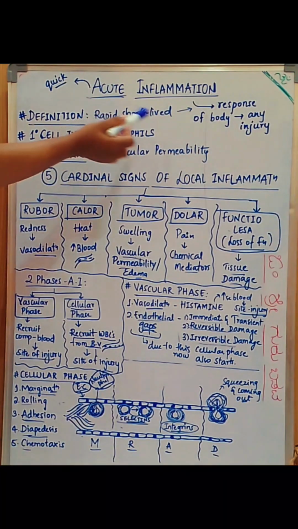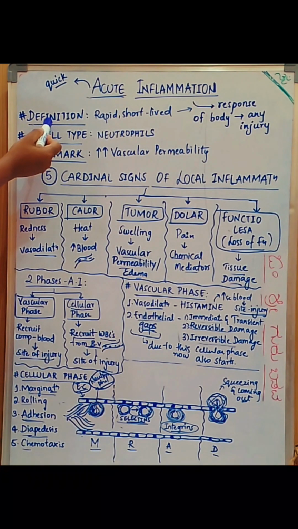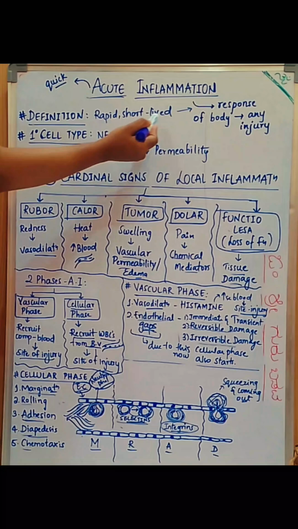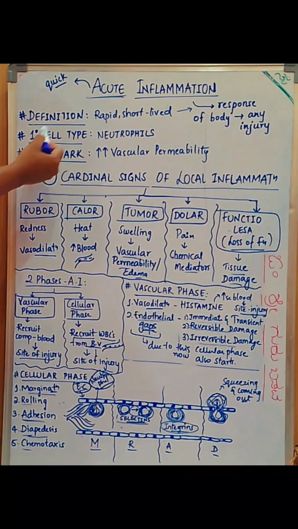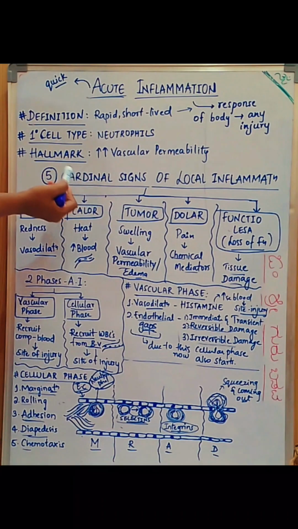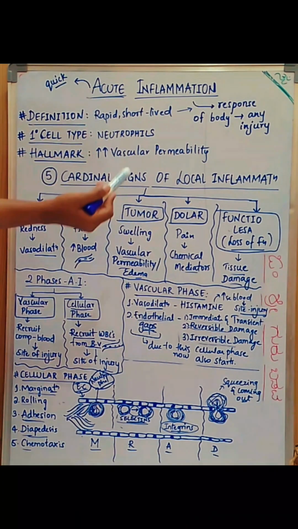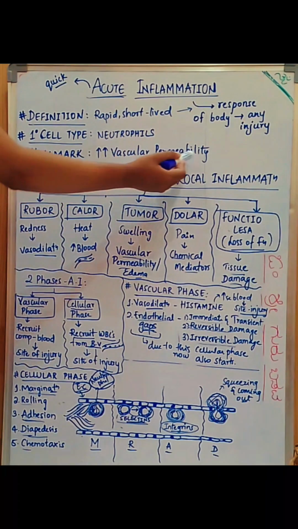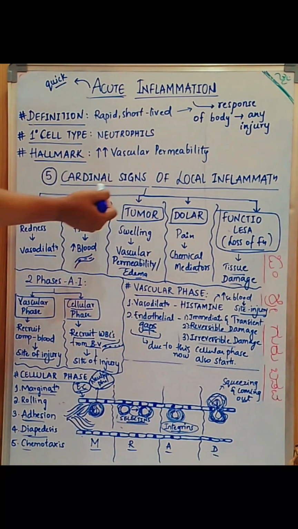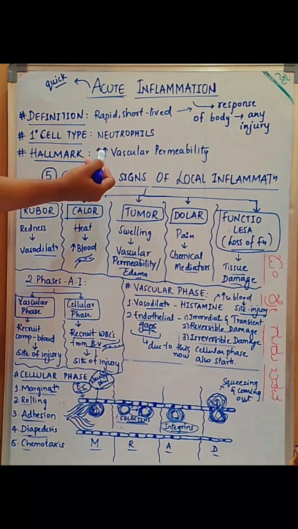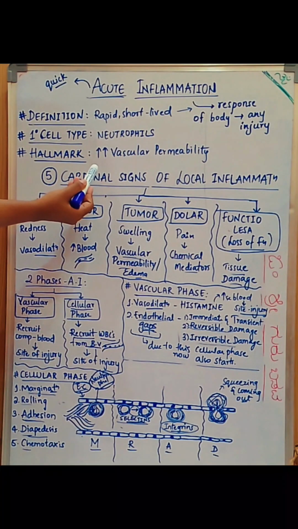So let's dig into the topic of acute inflammation. Starting with the definition, it is the rapid, short-lived response of the body to any kind of injury. Next, the primary cell type involved in acute inflammation is the neutrophil. The hallmark event that takes place in acute inflammation is increased vascular permeability. This increased vascular permeability lets the neutrophils come out of the blood vessels and reach the site of injury.